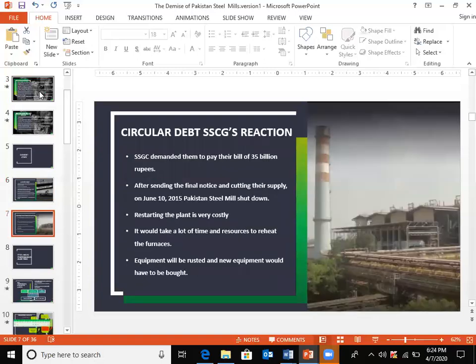What you'll also notice is that one of the key reasons the steel mill is completely shut is that the gas connection has been cut. And if you try to understand exactly why, the reason is that they weren't able to pay their bill. The steel mill wasn't able to pay their gas bill to Southern Gas, and the bill was for 35 billion rupees. So SSGC sent a notice and said, look, you better pay your bill, otherwise we'll shut the gas supply down. Unfortunately, they weren't able to pay the bill, and so now it's been completely shut down.